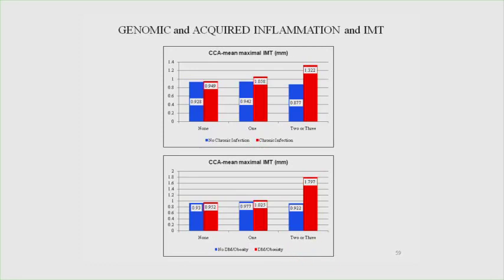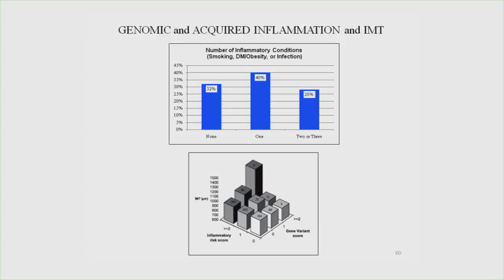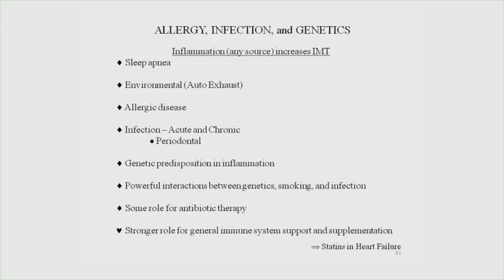Again, being overweight, having chronic infections doesn't mix well with bad DNA. The more opportunities you give your DNA to behave badly for you, the more it's going to hurt you. Number of inflammatory conditions: smoking, diabetes, obesity, or infection. Some had none, some had 1, some had 2 or 3. And again, you'll see the more exogenous or acquired inflammation, the greater is the plaque-producing potential increase related to pro-inflammatory DNA. So this interaction between allergy, infection, and genetics, inflammation of any source increases IMT and increases cardiovascular disease risk.